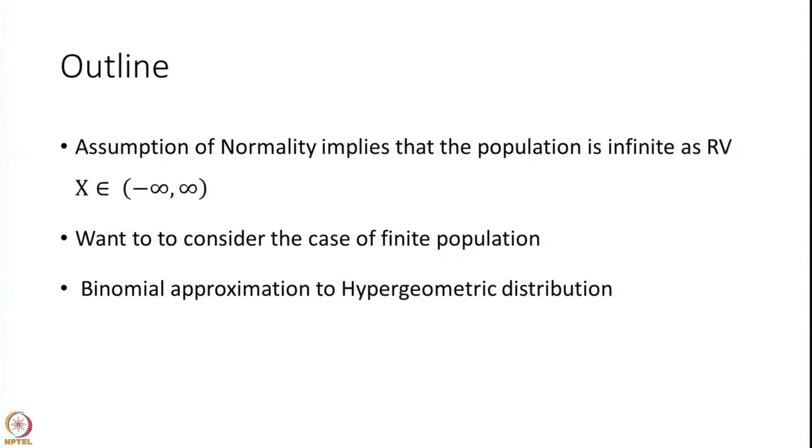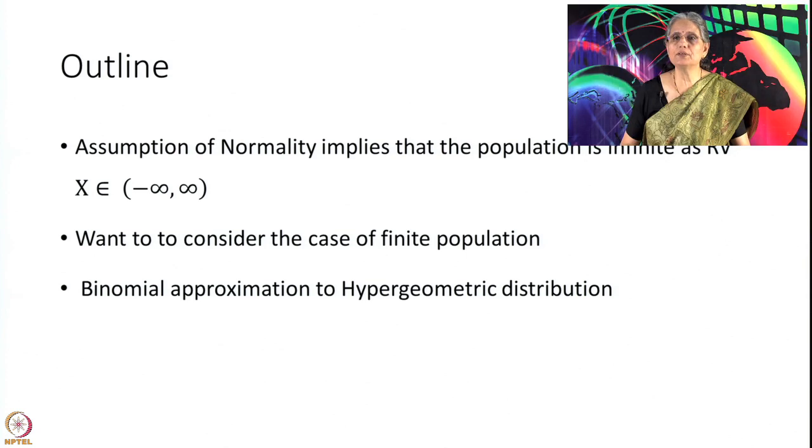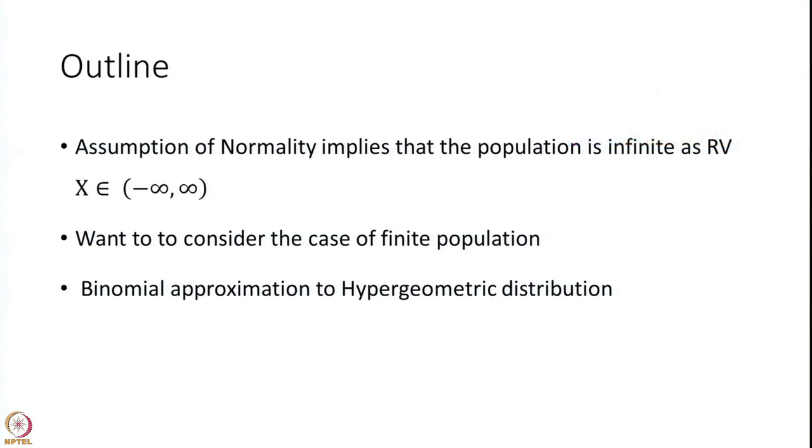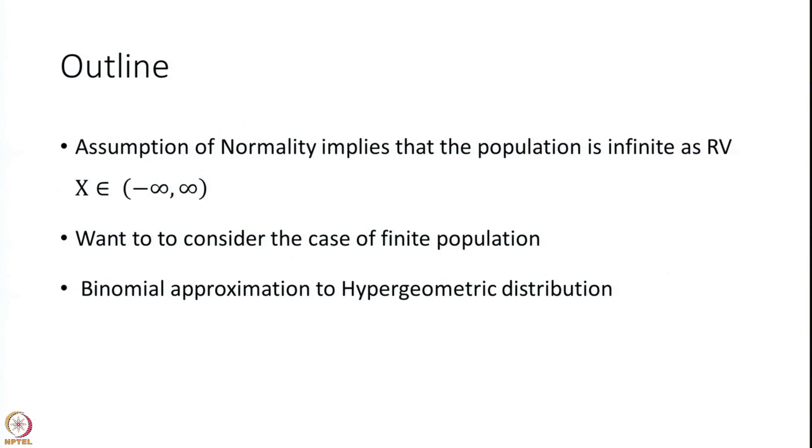Now, you note that in all these cases we have assumed normality and derived certain distributions. Normality again assumes that the population size is infinite. The random variable varies from minus infinity to infinity and it can take any value. So, your population itself is a kind of an infinite population. What if the population is finite? And this is the case we would like to study here through an example.